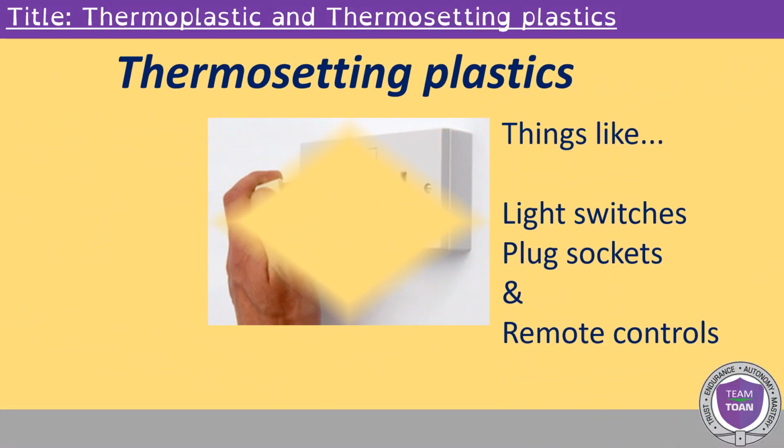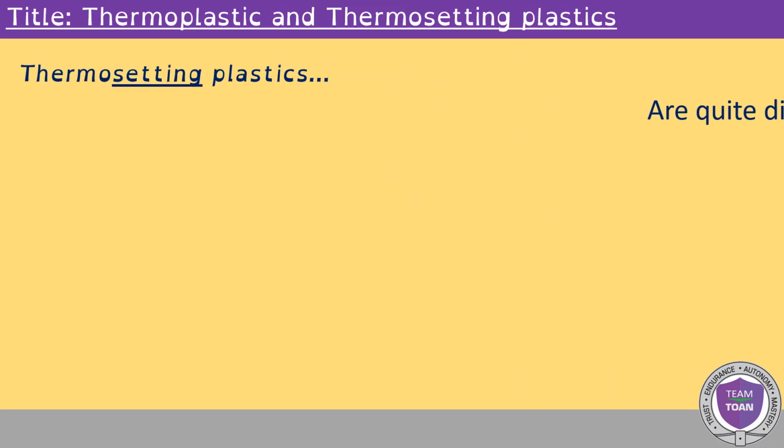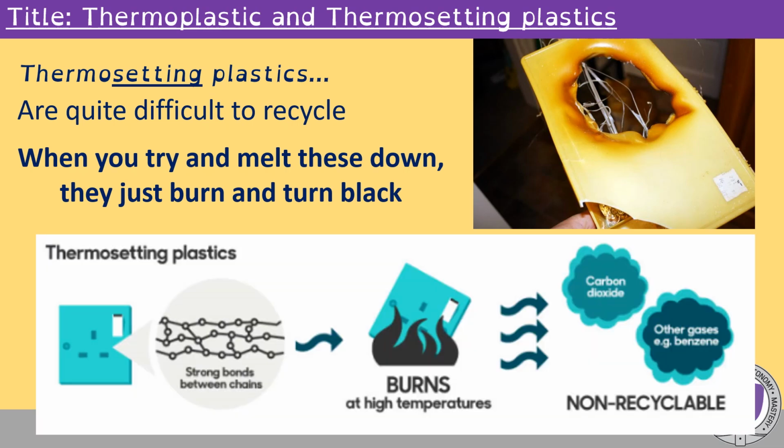Thermosetting plastics. So things that are more hard wearing like light switches, plug sockets and remote controls. Thermosetting plastics are quite difficult to recycle. When you try to melt these down, they just burn and turn black. This is because of the strong bonds between the chains. So if you try to heat it up with a high temperature, it's non-recyclable, it releases toxic gas, and it will just absolutely fail.